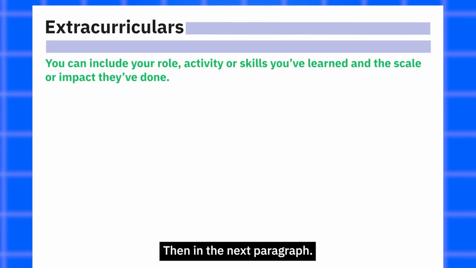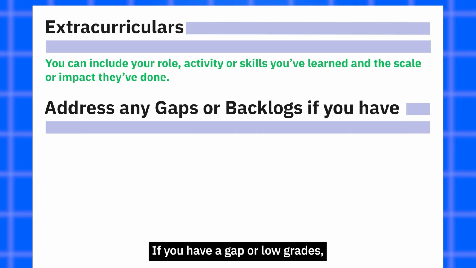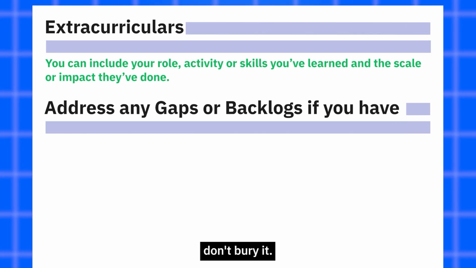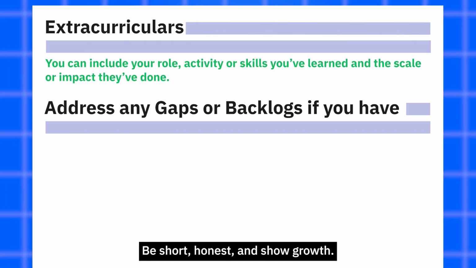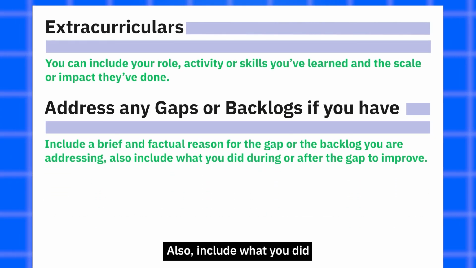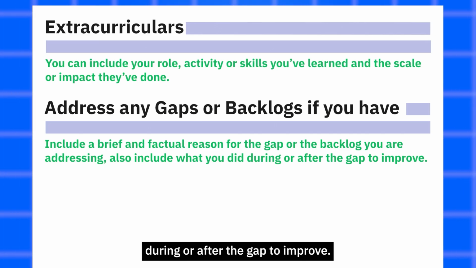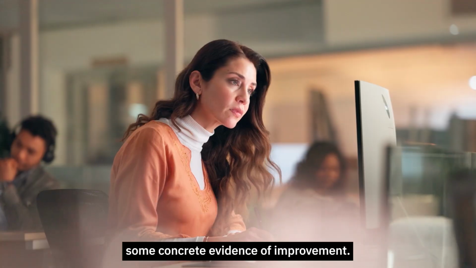Then, in the next paragraph, address any gaps or backlogs if you have. If you have a gap or low grades, don't bury it, but don't over-defend it either. Be short, honest, and show growth. Include a brief and factual reason for the backlog or gap you are addressing. Also include what you did during or after the gap to improve. And finally, show some concrete evidence of improvement.